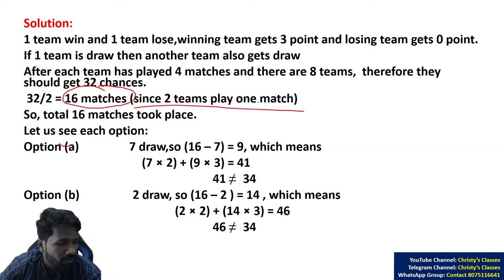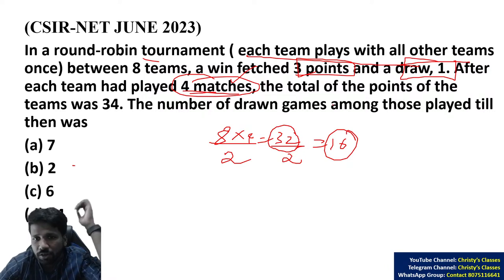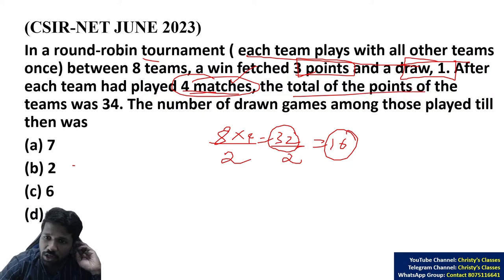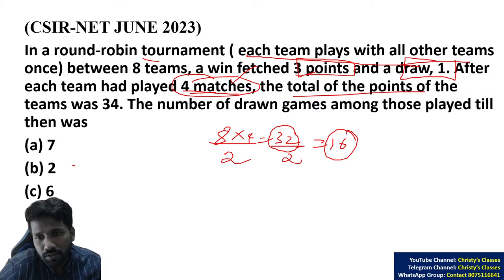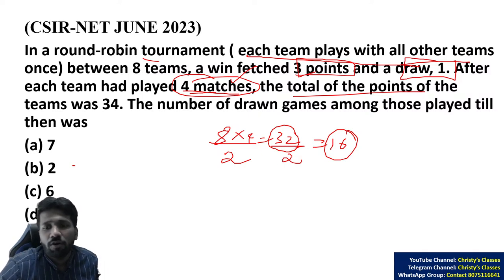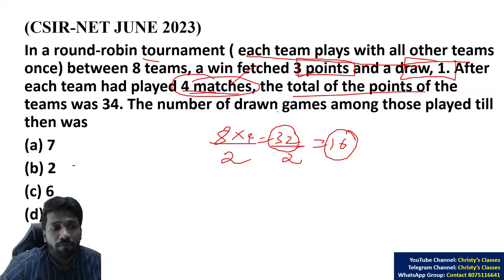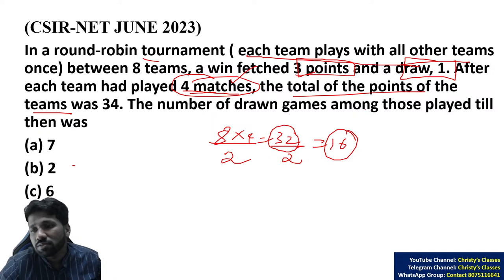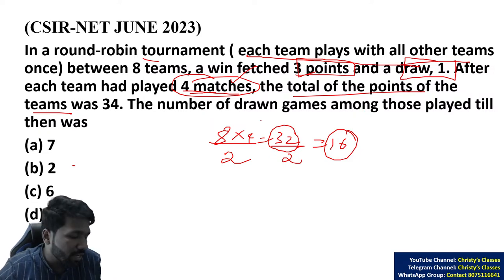Two teams play one match. So 16 matches, with that perspective you have to read the question further. The total of the points of the teams was 34. In 16 matches, we got 34 points. Of the teams, all the teams together 34. So the number of drawn games among those played till then was?